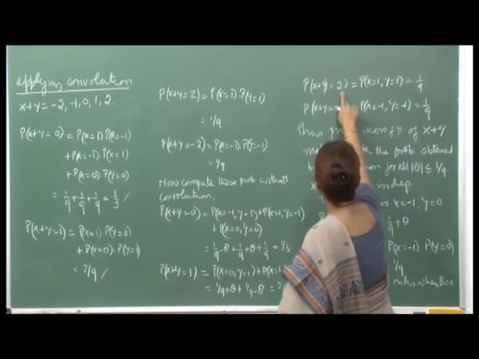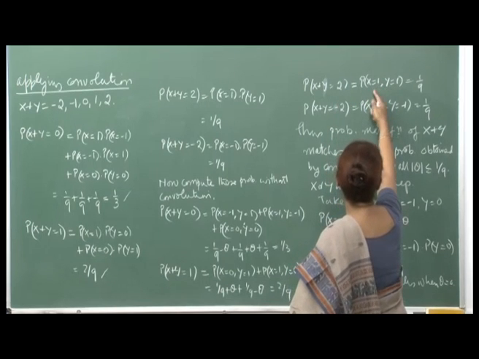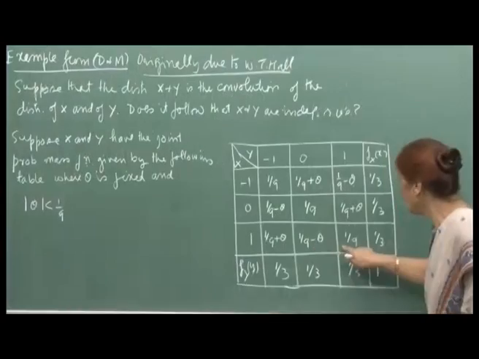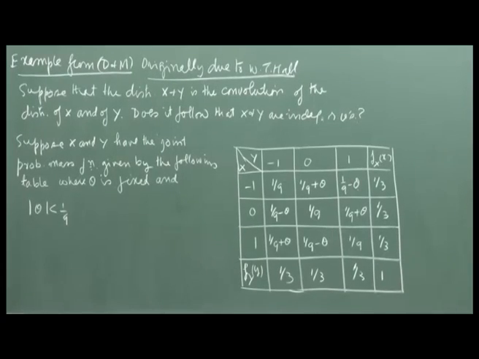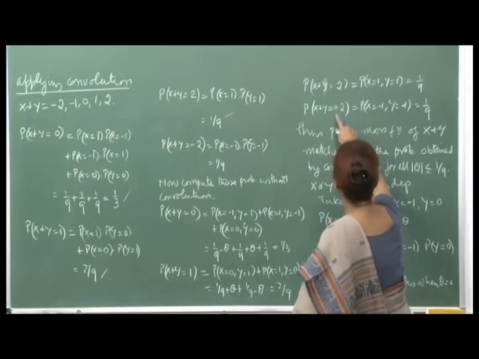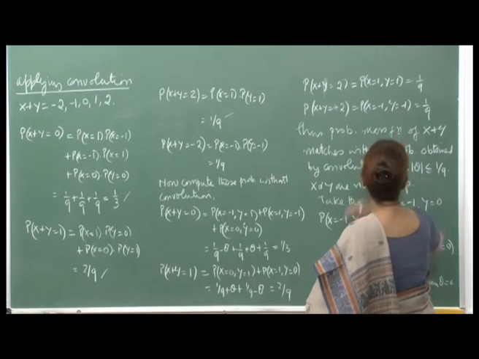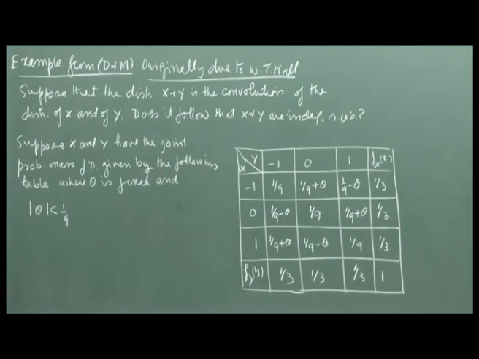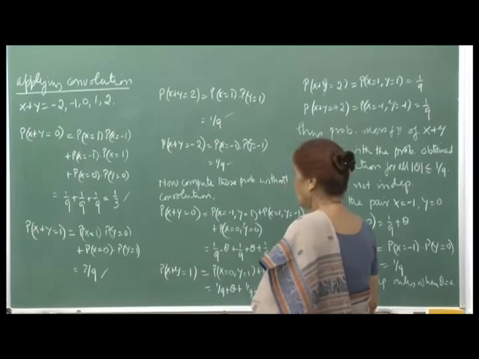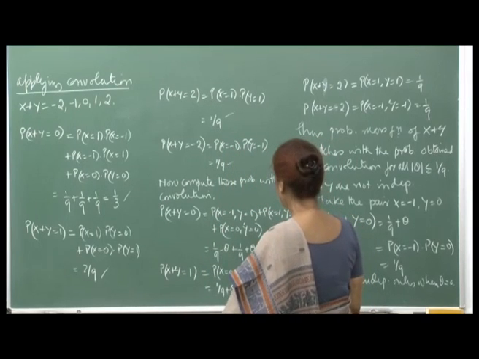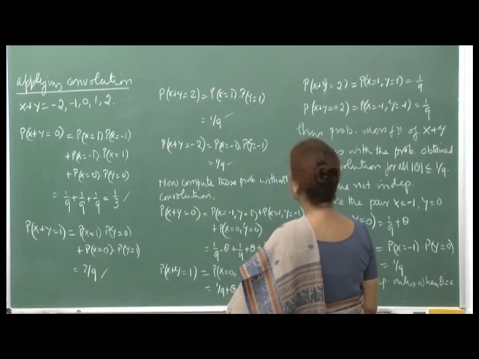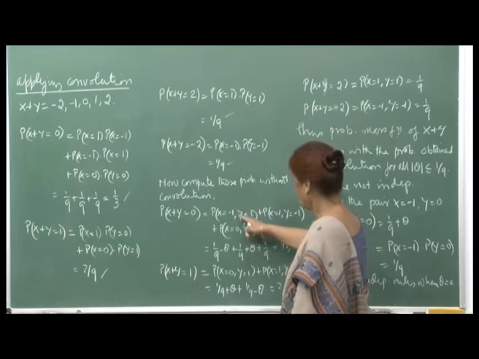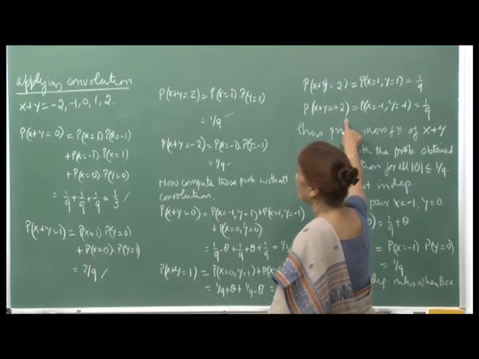This matches with this 1 by 3, and then similarly you can see that x plus y equal to 2 will simply be the pair x equal to 1, y equal to 1, which is 1 by 9, which also matches with this one. And then x plus y equal to minus 2 is x equal to minus 1 and y equal to minus 1, which is 1 by 9, and here also we got it as 1 by 9. So, we have checked almost for all, maybe x plus y equal to minus 1 is left out, but we have otherwise checked for x plus y equal to 0, 1, 2 and minus 2.